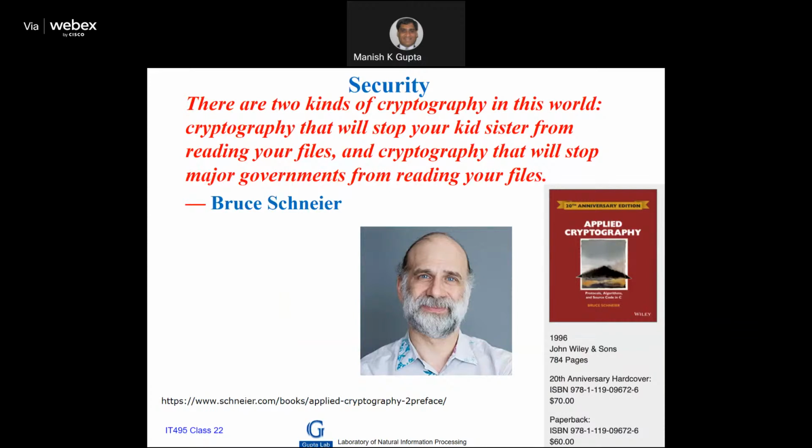Bruce Schneier is a very famous cryptographer, and Applied Cryptography is his very famous book. If you want to learn cryptography, you can start from this book. He made a statement which I like: there are two kinds of cryptography in this world: cryptography that will stop your kid sister from reading your files, and cryptography that will stop a major government from reading your files. Now, in terms of DNA storage and security, the last statement is again very, very important.